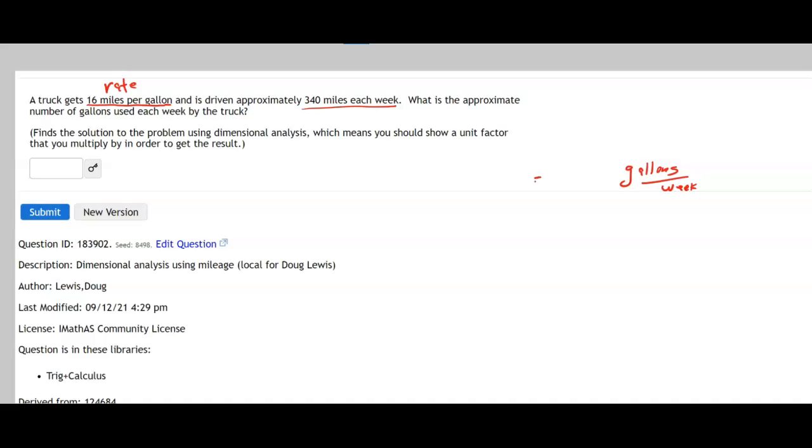So how do we get gallons per week? Well, to get gallons per week, we start with 340 miles. Each week is like per week, so that's for every week. So notice that the denominator is already the proper unit, week and week. And so all we need to do is change miles to gallons.